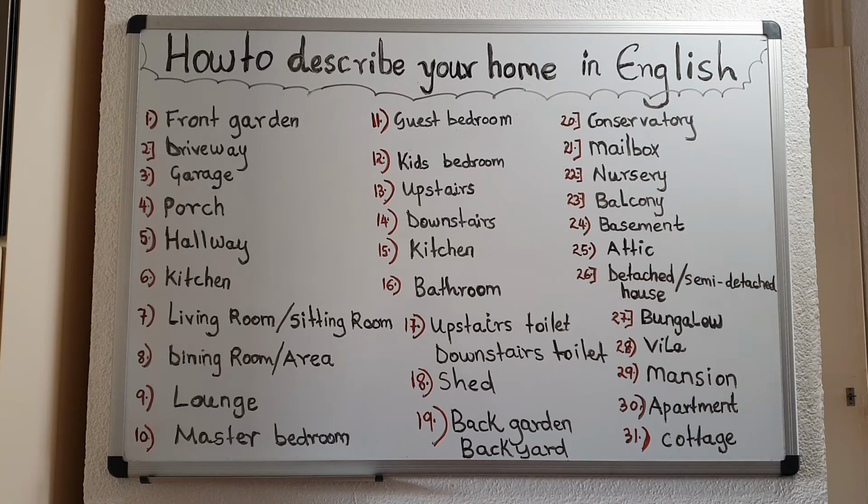The next word is kitchen. And your kitchen is where you cook all your food, where you prepare your food. You have your gas cooker there, you have your dishwasher there, you have your plates, you have the cupboards. Pretty much the kitchen is where you cook or prepare your food. The next word is living room.